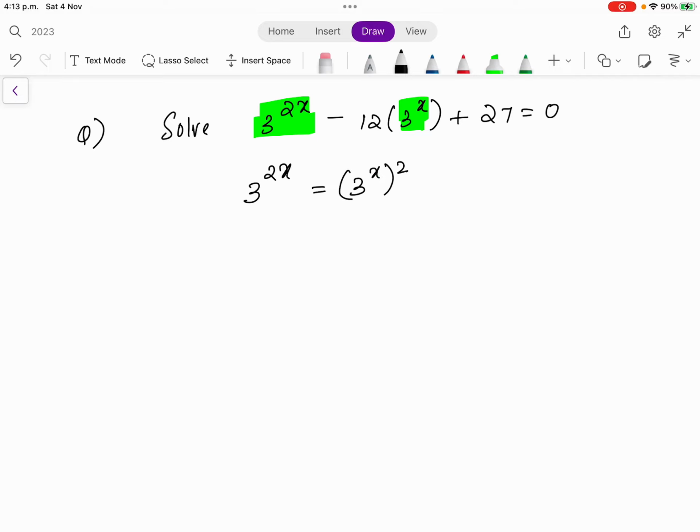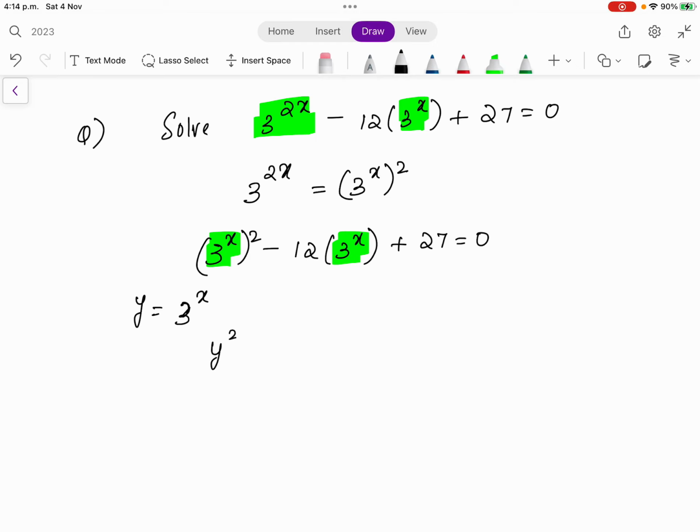So with that information, I can rewrite the equation as (3 to the power of x) squared minus 12 times 3 to the power of x plus 27 is equal to 0. Now I know that there is the same thing repeated, and now I can put some value for substitution. So I put y is equal to 3 to the power of x. Whenever there is a pattern, you try for substitution. That is a method in algebra. We have learned it before also.